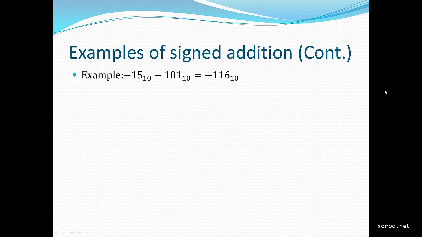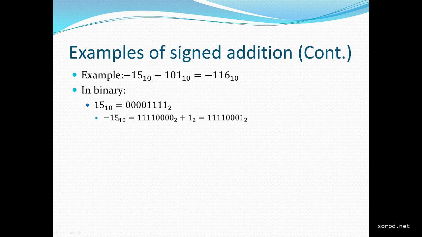Some other example. This time we are going to look at two negative numbers: minus 15, minus 101, and that equals minus 116. This is not very hard to calculate in your head, but it is more interesting when looking at it in the binary version. So in binary, 15 in base 10 equals this binary representation. And I remind you that we are talking about the 2's complement representation.